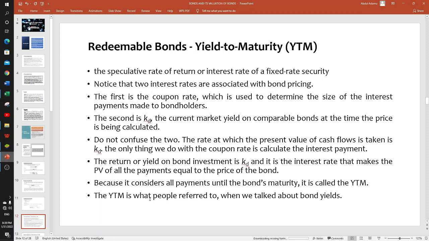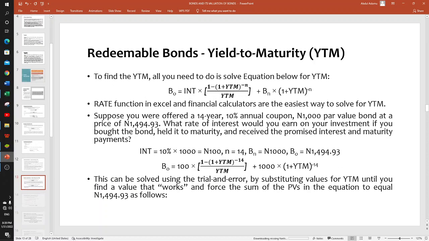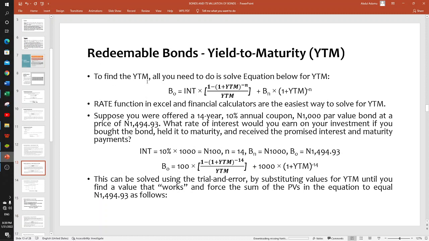So the yield to maturity is what people refer to when we talk about the bond yield. To calculate the bond yield, if you know the current price and the face value, you can use the rate function in our Excel. To find the yield to maturity, all you need to do is solve for the YTM. This can be done using the rate function in Excel or a financial calculator. It is easy. But if you don't have these, then you have to resort to trial and error. I will demonstrate how we can use trial and error, then I will use the Excel and the financial calculator to see how we can solve this.